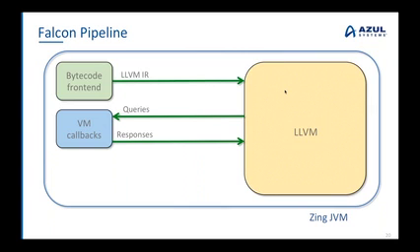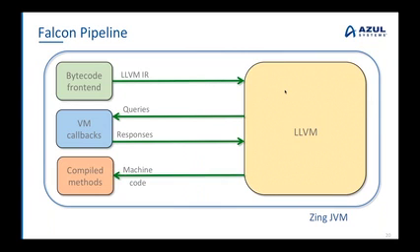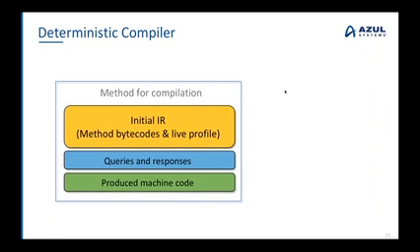Having done a number of queries and responses, it then generates a compiled method, and it will generate machine code based on all the information it has, as optimized as possible. So this is the way this works. Now, the principle behind this is entirely deterministic. What do I mean by that?